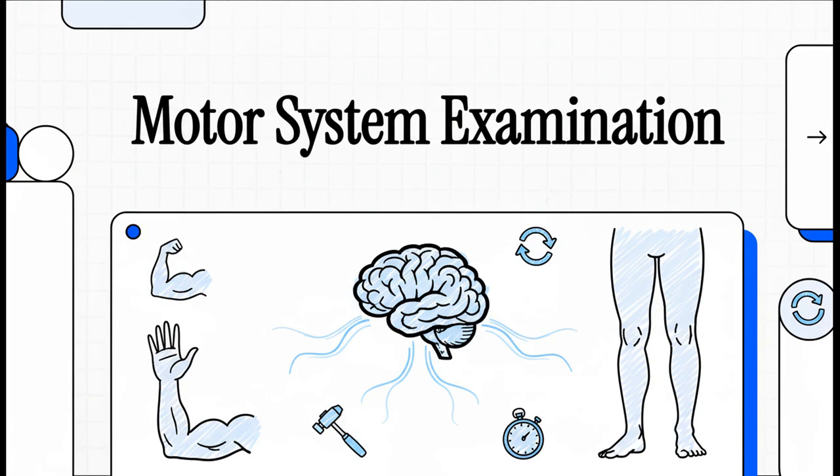All right, let's jump right in. Today, we're going to tackle a real cornerstone of any neurological assessment, the motor system exam. We're going to break this whole complex process down into clear, simple steps and show you exactly how clinicians can learn to read the body's movements to understand what's going on in the brain.